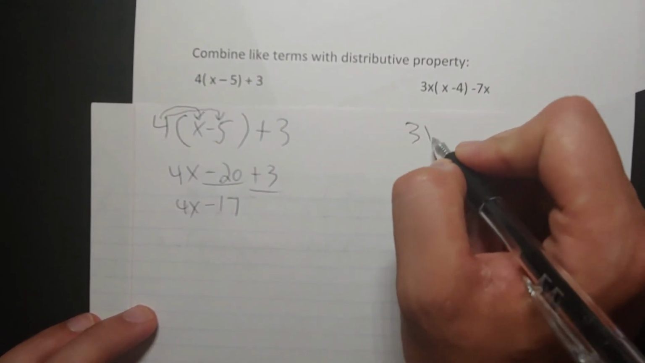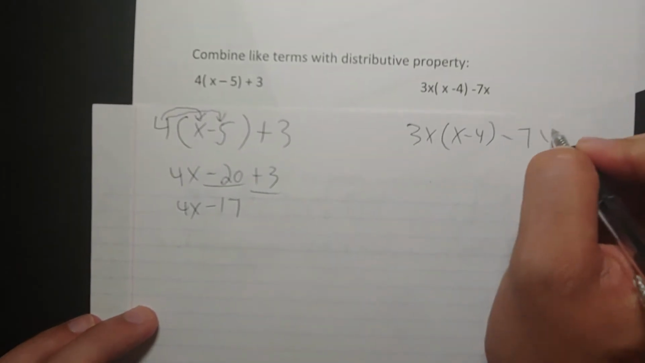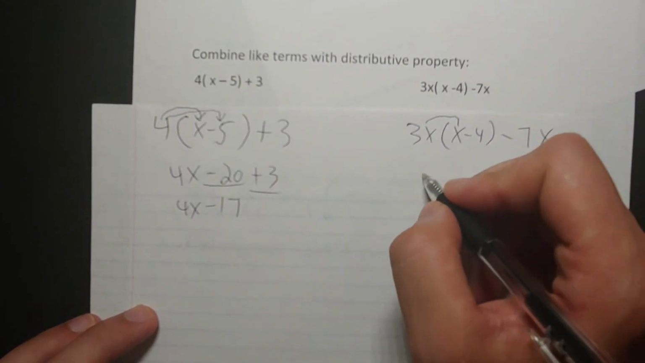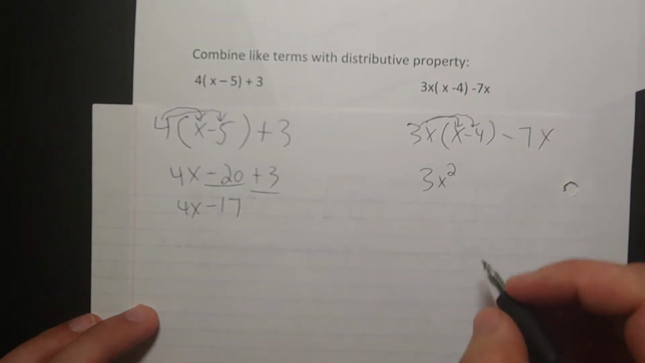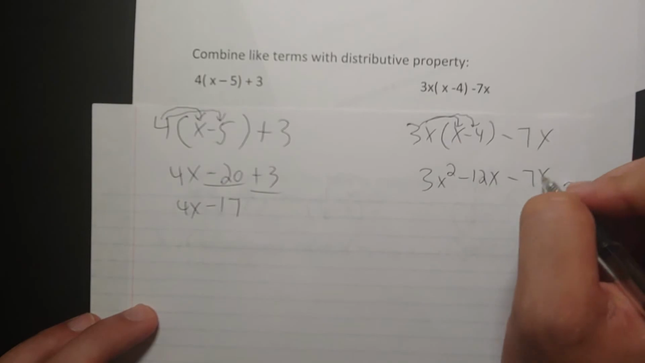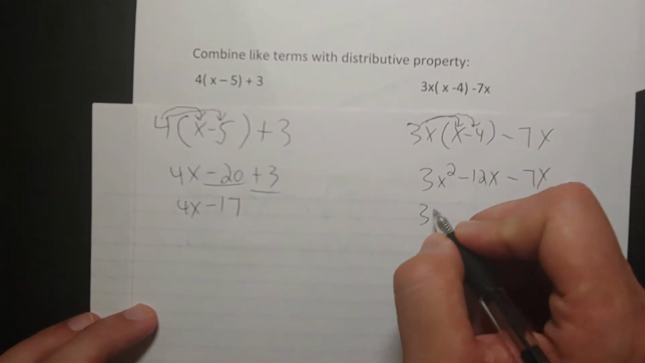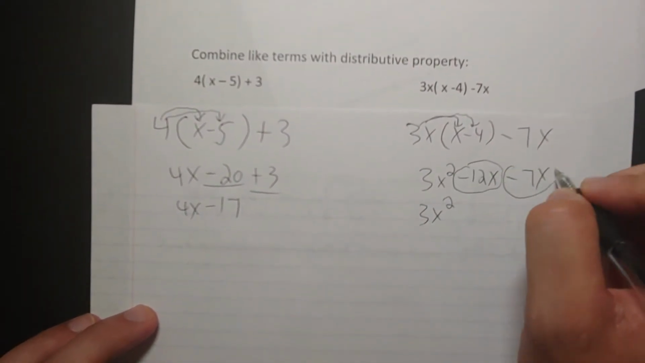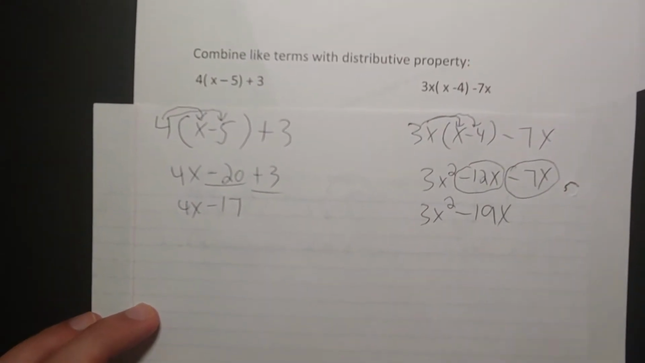All right, the second one, we got 3x times x minus 4 minus 7x. Again, distribute the 3x. 3x times x is 3x squared. 3x times negative 4 is negative 12x. And that minus 7x drops down. Now, 3x squared is all by its lonesome, so that can just drop down. And we have a negative 12x with a negative 7x. 2 negatives, we're going to add, negative 19x.